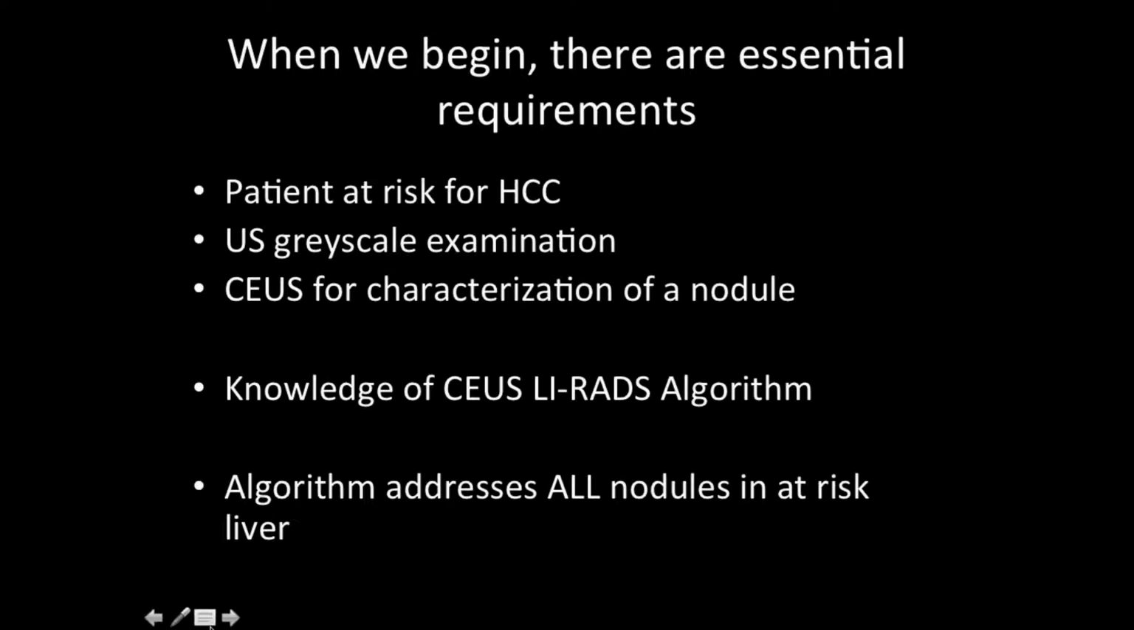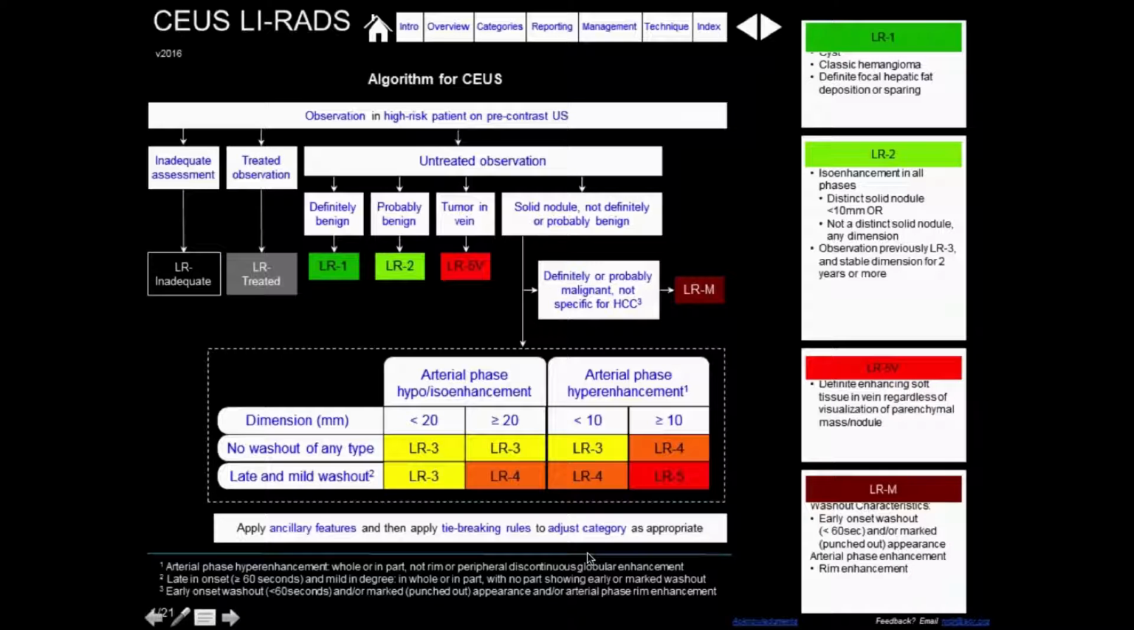When we begin to look at CEUS LI-RADS, there are a few essential requirements. First of all, when we apply LI-RADS CEUS, we have to be dealing with a patient at risk for hepatocellular carcinoma. We have to start first with a grayscale ultrasound examination and then perform contrast-enhanced ultrasound for characterization of a nodule. To do this, we have to have knowledge of the CEUS LI-RADS algorithm, and we have to recognize that the algorithm addresses all of the nodules in an at-risk liver, as was beautifully presented already by Dr. Piscaglia.